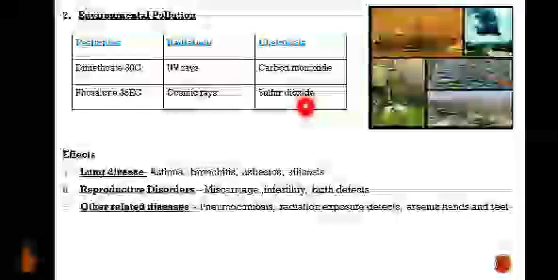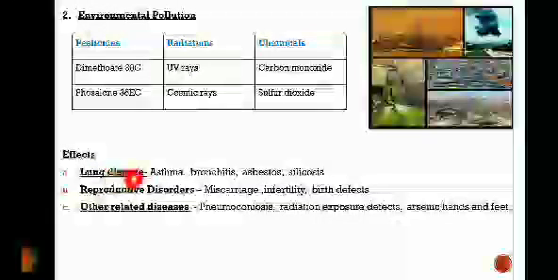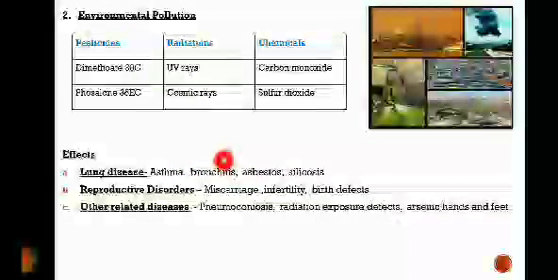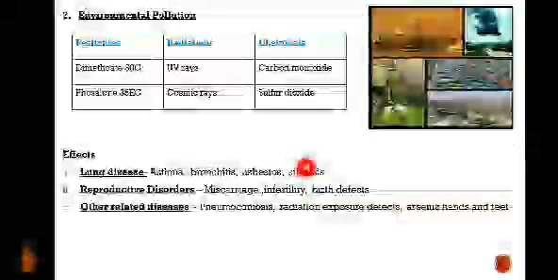Now, the effects of environmental pollution. It can cause lung diseases, reproductive diseases, and other related diseases. First, lung diseases. Lung diseases can cause asthma, bronchitis, asbestosis, silicosis.